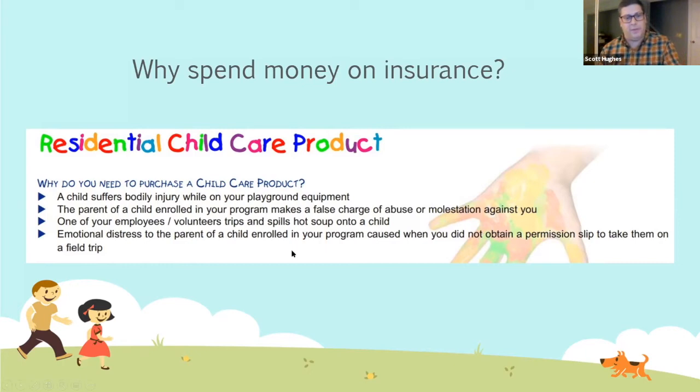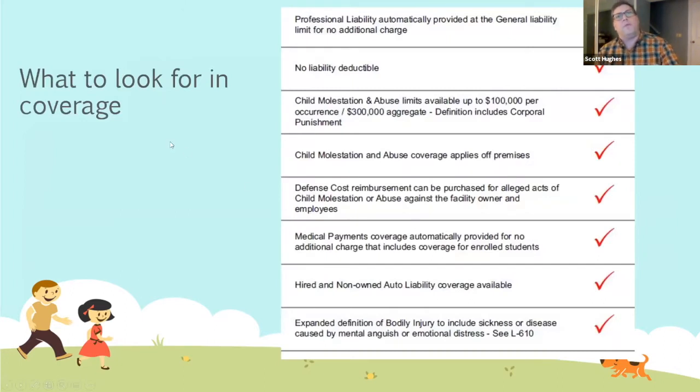Emotional distress, that's another one that somebody's going to sue you for. So what to look for when you're looking at the coverage you have in place or that you might be getting or you're considering getting.